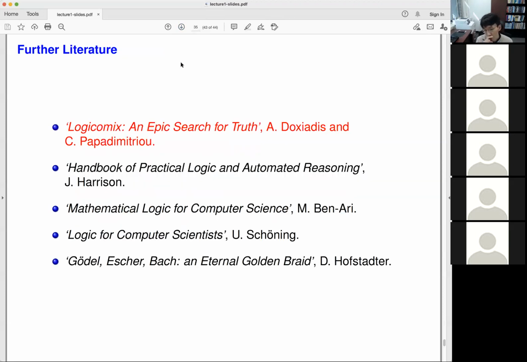And then there are further books that are mentioned in the course webpage. I highlighted the Logic Comics because it's fun. If you haven't read this book, it's a comic book, and you may like it. It describes the history of logic, the part of which I covered in a few slides before. If you want to know more hardcore materials, the second book is also, I didn't read it, but the second book is also regarded as very important.